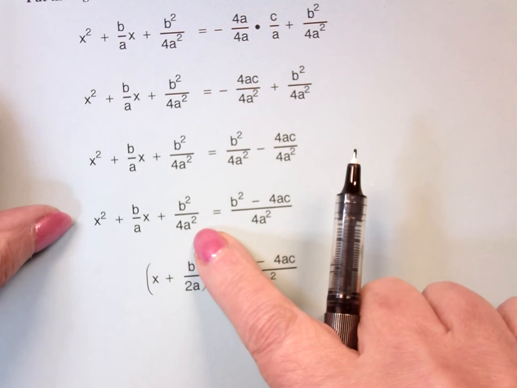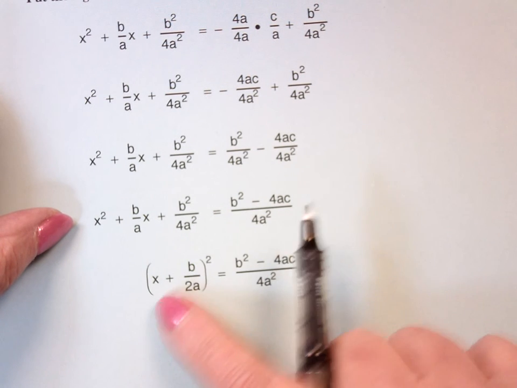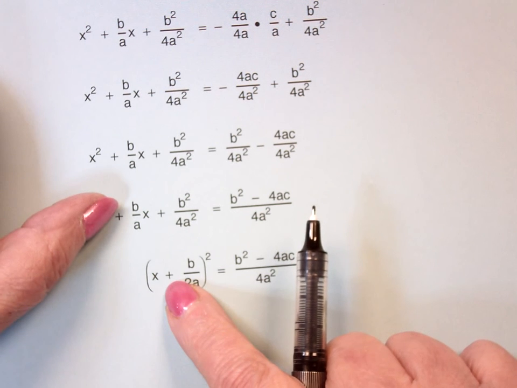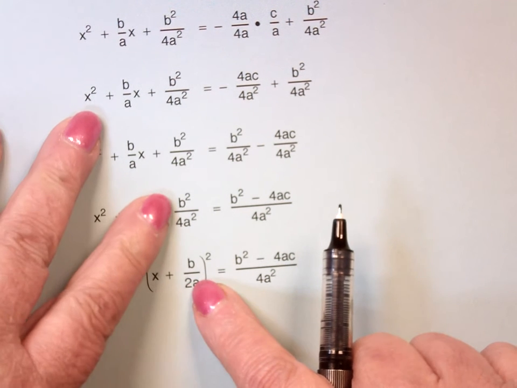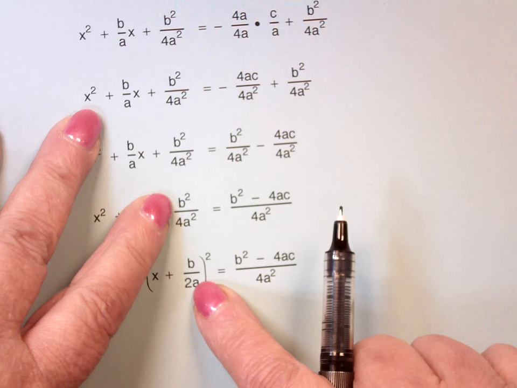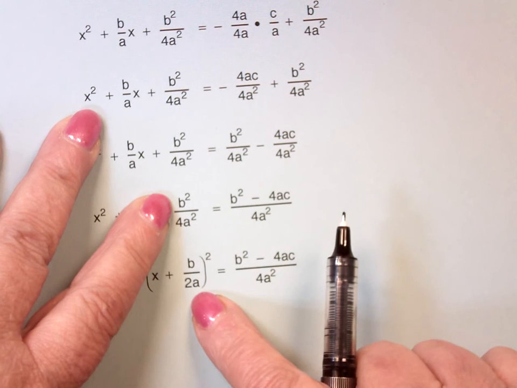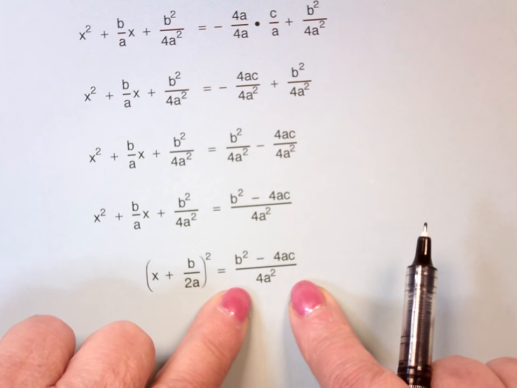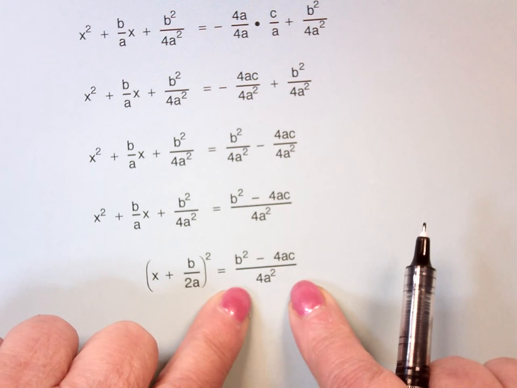The left-hand side I know is a perfect trinomial square. Square root of x squared is x. Center sign is plus. Square root of b squared over 4a squared is b over 2a. Quantity squared is equal to b squared minus 4ac over 4a squared.